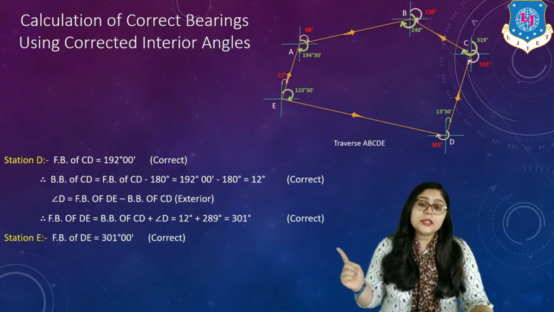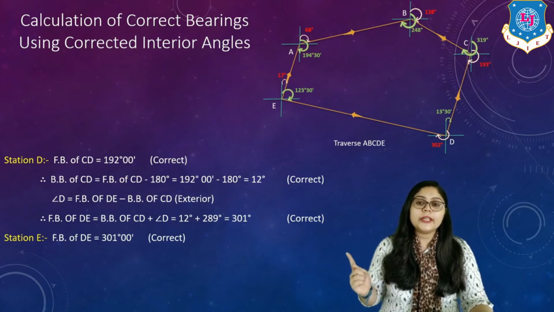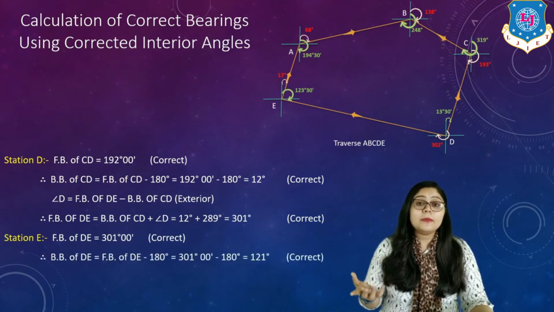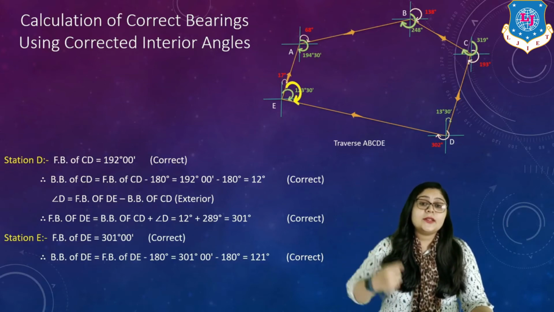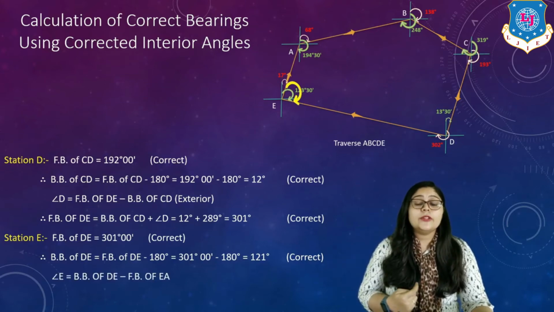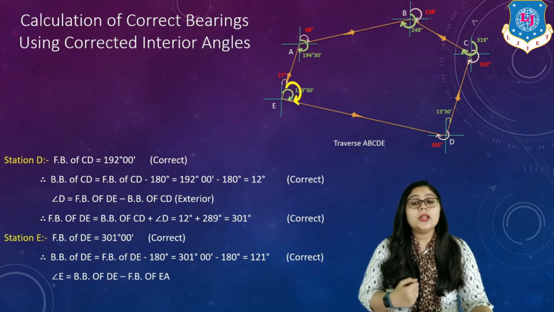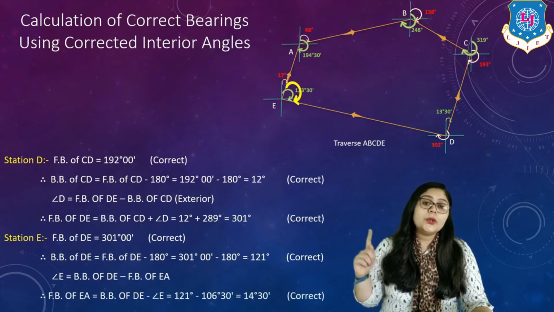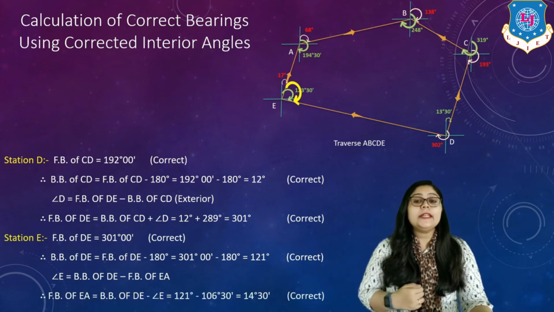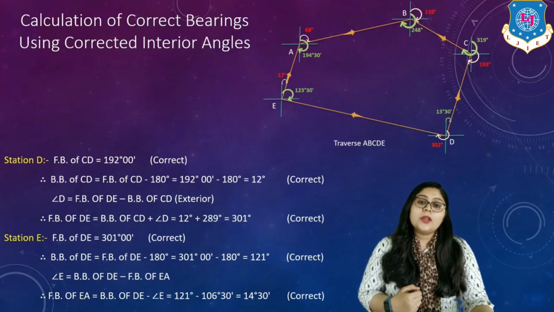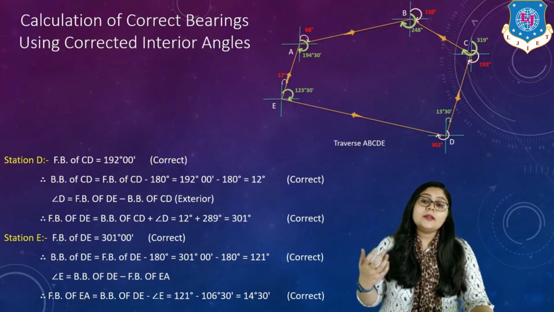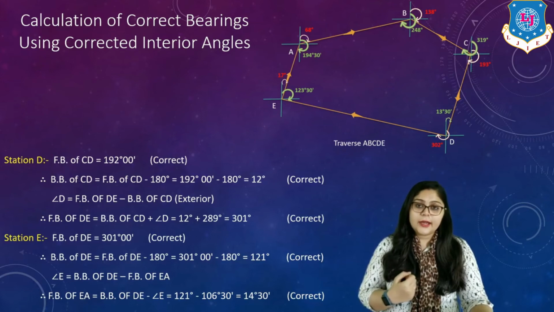Now, for station E, you have identified the fore bearing of DE. Now, you can calculate the back bearing using the equation where 301 is higher than 180, so simply subtract. You get 121 degrees. Now, you can see in this traverse that angle E is the back bearing of DE minus the fore bearing of EA. Putting in all the values, you get the correct fore bearing of EA, which is 14 degrees 30 minutes, right? So, this is the way you can calculate and correct all the lines, right?